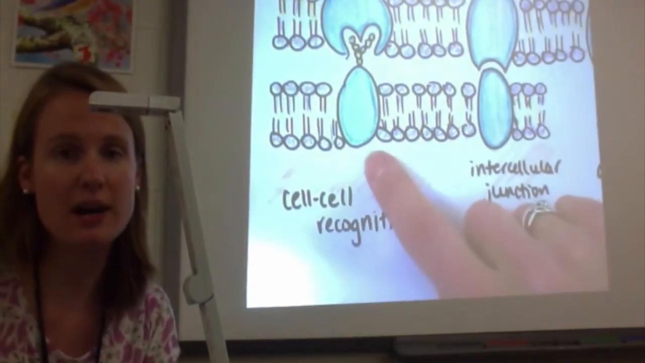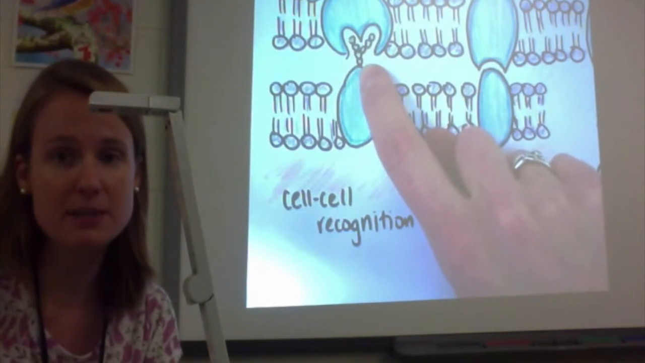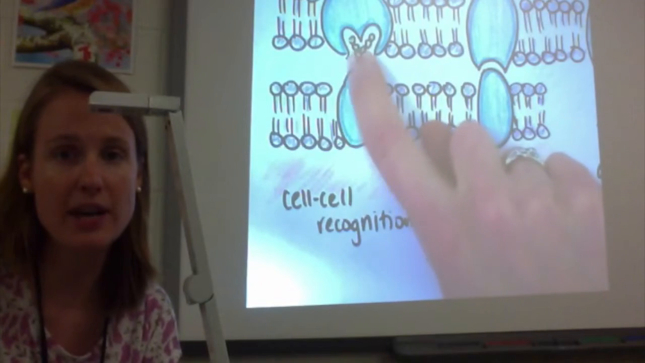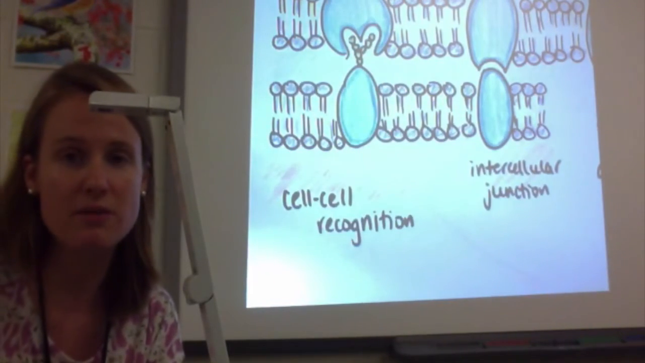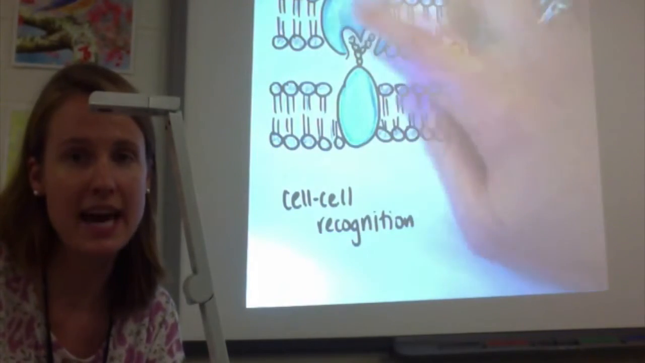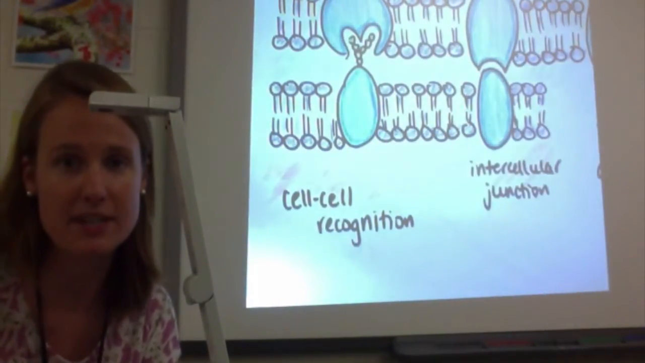There's also cell-to-cell recognition. So this is where glycoproteins come into play. The carbohydrate chain on the end is often specific to certain types of cells. So if another cell comes along, it can detect that specific structure and know, oh, hi, you're my friend, or hi, you're not my friend.